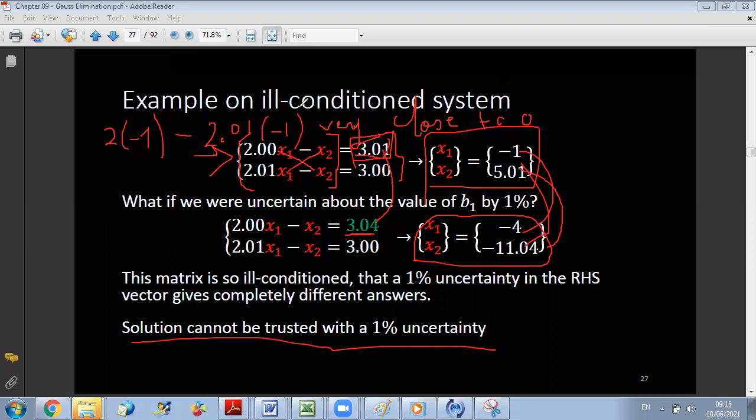And what is the cause of this? The cause is that my determinant is very close to zero. So I am just at the extremity of the case of having no solution or having infinite solutions. This is why, by changing a little bit one of these numbers, if you change the right-hand side by a small amount, your solution will vary a lot.